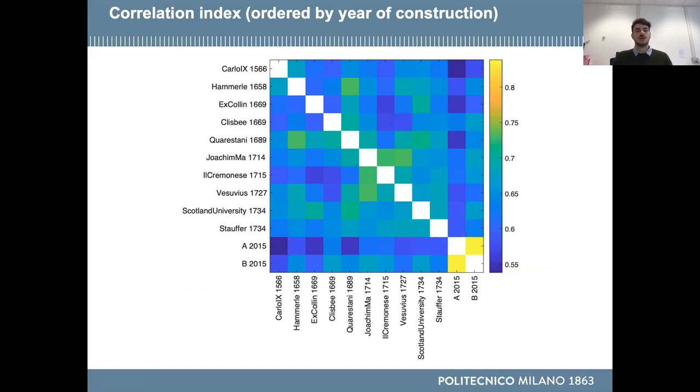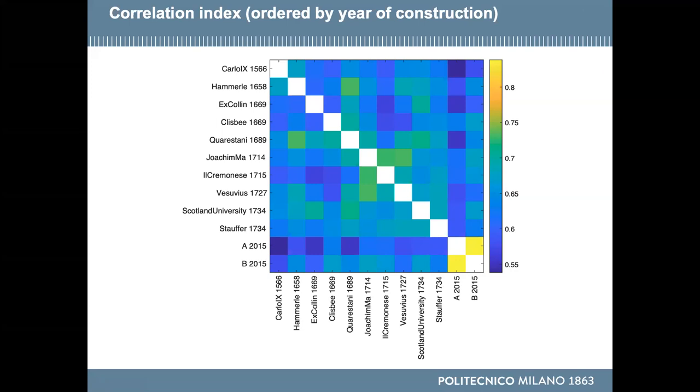In this table, you have the average value of the normalized cross correlation computed over the whole frequency range that we analyzed. And the results are sorted according to the year of construction of the instruments. So looking at this table, we can identify some interesting results. First of all, you can notice that the highest correlation is associated to the twin violins. So they present the highest similarity.